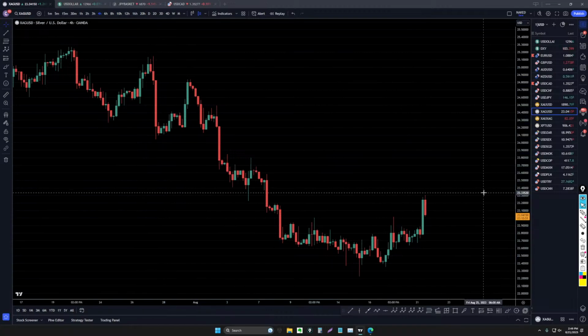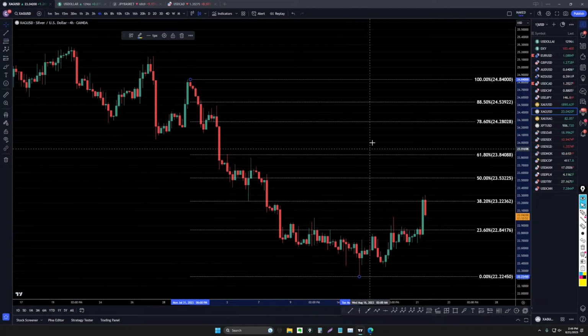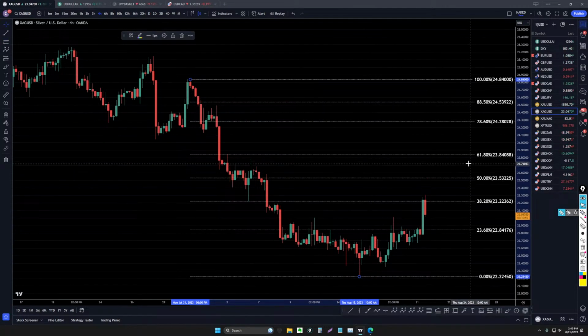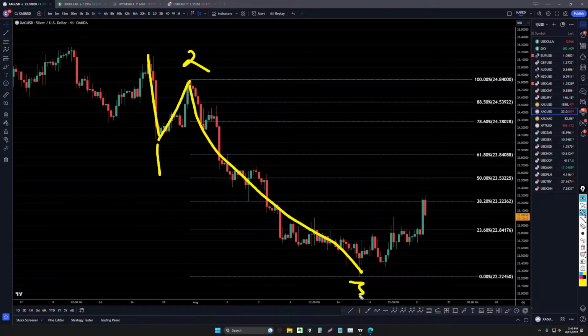Let's get rid of this fib for now, because the fib that we really want is just this wave 3. Oh yeah, look at that, right off to 38%. We got a 1, 2, and then this is all a wave 3. Probably all the way to right here, and then this is an A. This is 3 waves down for a B, and this is a wave C.